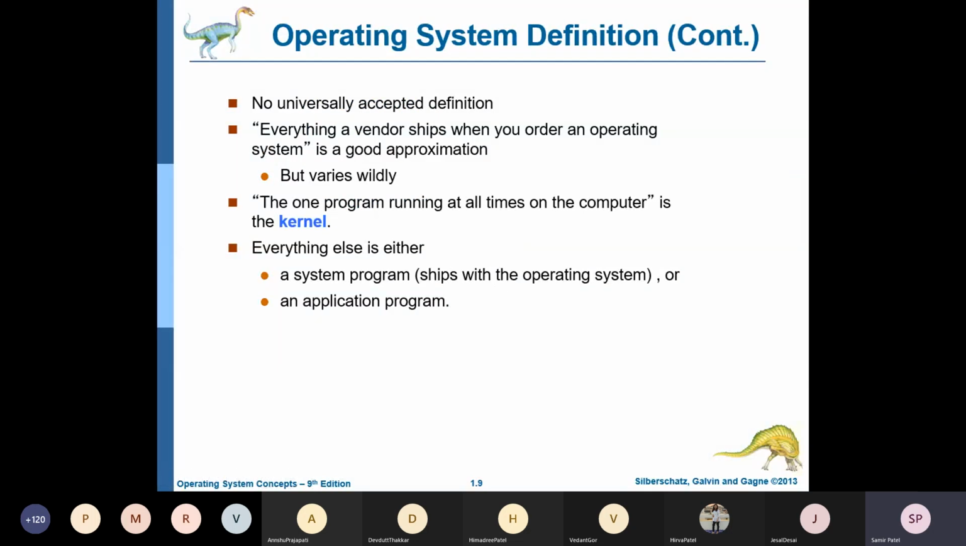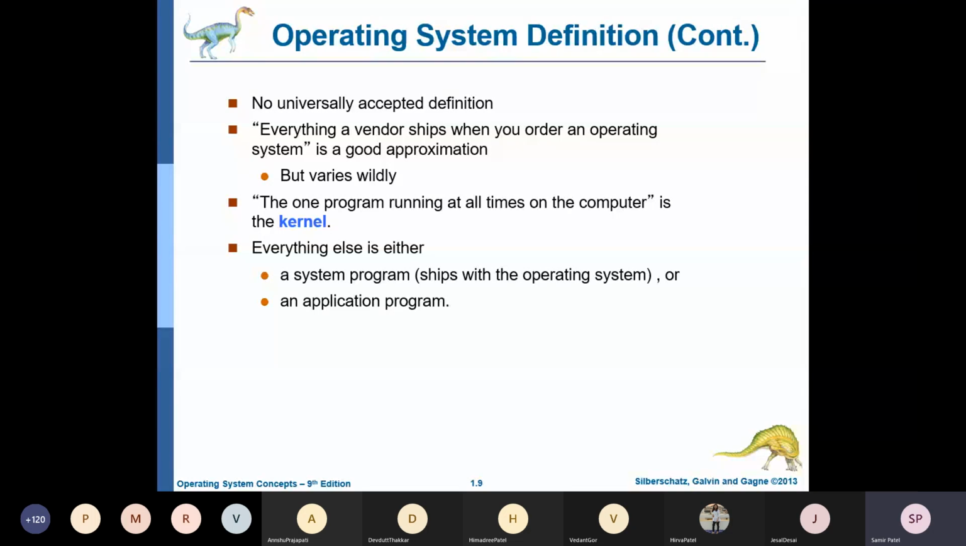Everything a vendor ships when you order an operating system is a good approximation. At any point of time when you purchase an operating system, there will be some modules made available, right? But it does not mean that it is 100% complete. There are always some updates, and there are some security measures which are taken. Based upon those things, the designers of the operating system periodically update it, and then they provide the patch.